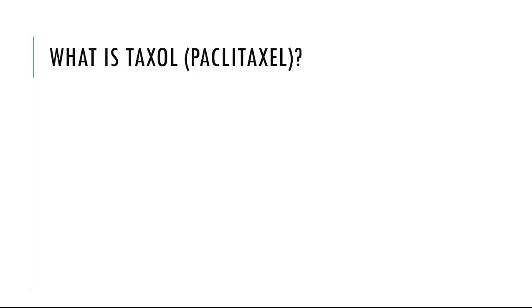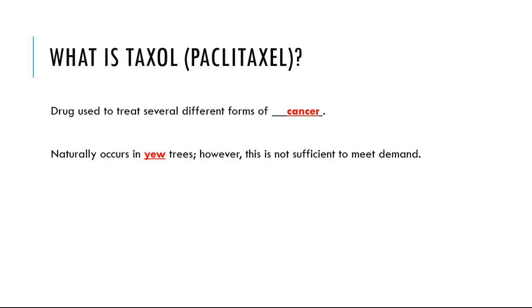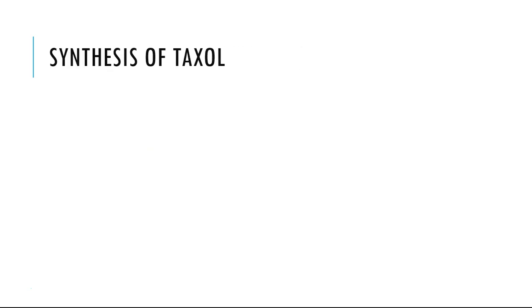Okay, so what is Taxol? Taxol is a drug that's used to treat several different forms of cancer, and it naturally occurs in yew trees, but it occurs in really, really small amounts, so this is not sufficient to meet demand. So initially, a synthesis of Taxol was attempted that involves 4 basic steps.